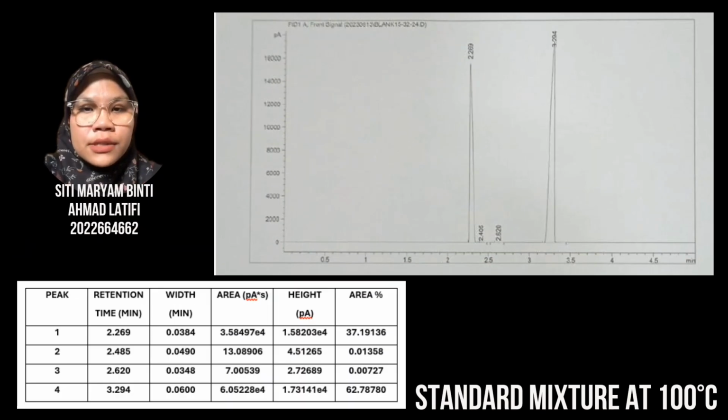Also, from the standard mixture at 100 degrees Celsius, this chromatogram shows two peak areas. The first peak appears at 2.269 minutes and the second at 3.294. For this case, choose the higher peak area because of the higher concentration.